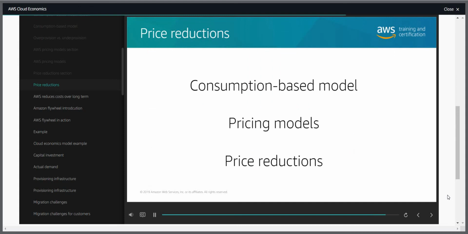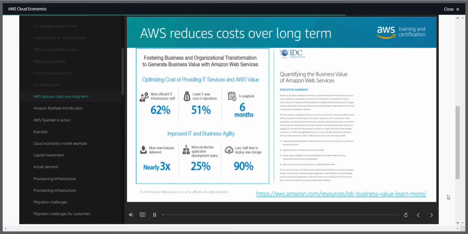Now, consider how the AWS consumption-based model, pricing models, and frequent price reductions work together. An independent research study by IDC found that AWS has a significant positive impact on customers' IT. In addition, AWS customers also experience cost savings with lower operations costs and less time spent on new storage deployments. One of the best metrics is to look at the payback period for migrating to AWS, which stands at an average of 6 months. This means customers receive a return on investment, or ROI, of 200%.